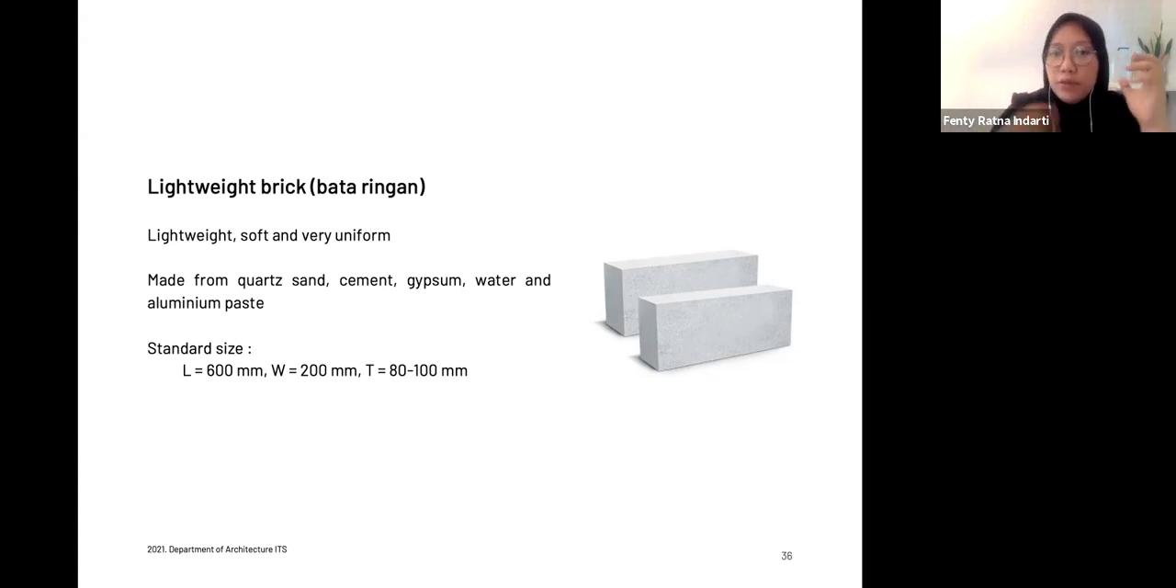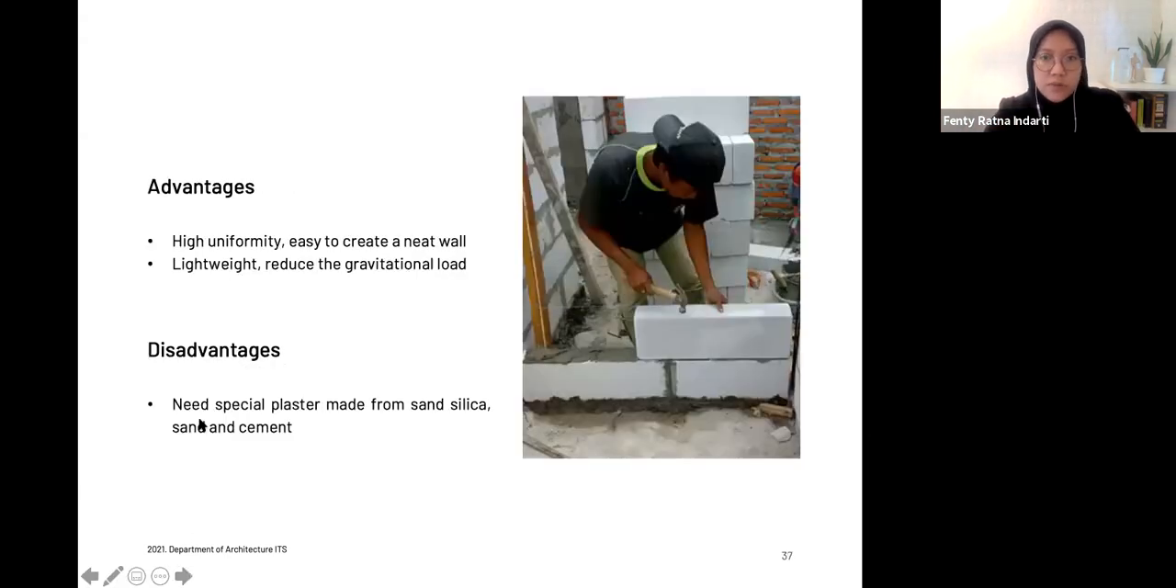I don't know whether you have seen this, but I think it has become popular because it's very easy to apply and has high uniformity, so you don't have to waste a lot of plaster and so on. The advantage is that because of the high uniformity, you have an easy way to create a neat wall. I mean, the surface will always be flat if you use this type of material. And it's also lightweight, so it reduces the gravitational load, so your building load is not increased that much compared to other types of materials.